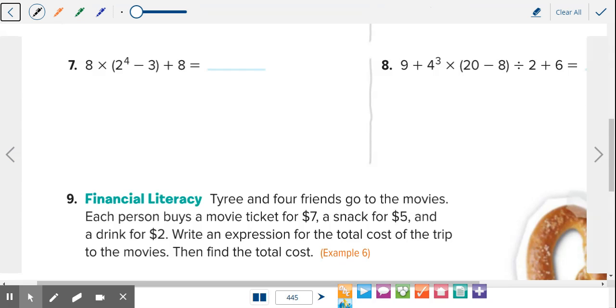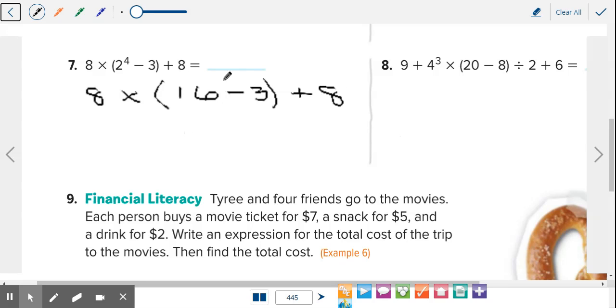Okay, so we start order of operations all over again. Do we have parentheses? Yes, we do. So we go to the parentheses now. So everything else I just copy down. You just rewrite it. So 8 times. So now in the parentheses, we have an exponent. So we have to do that first. So what's 2 to the 4th power? Remember, that's 2 times 2 times 2 times 2. So basically you got 4 times 4. 16. So 16 minus 3 plus 8.